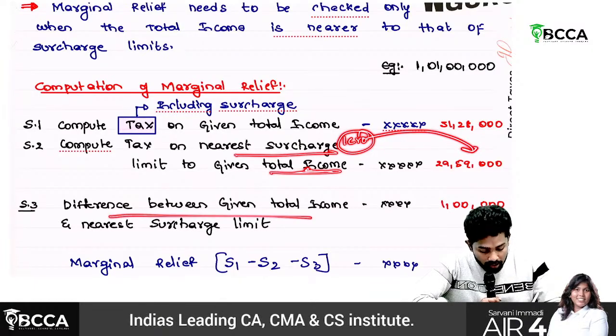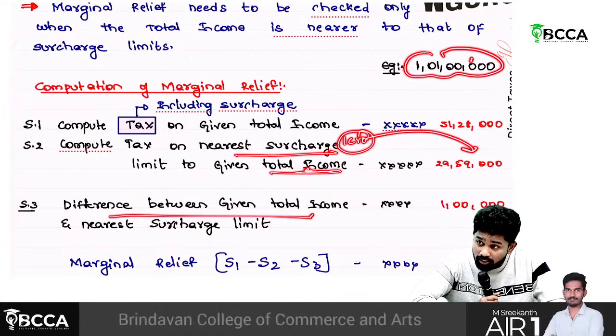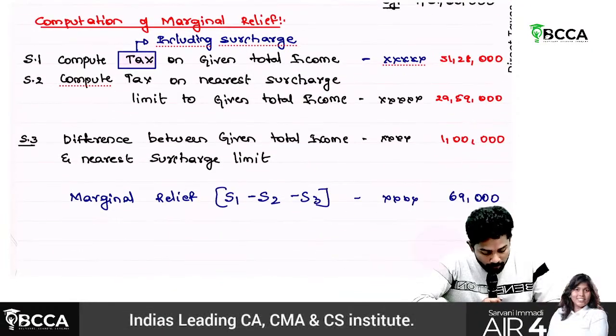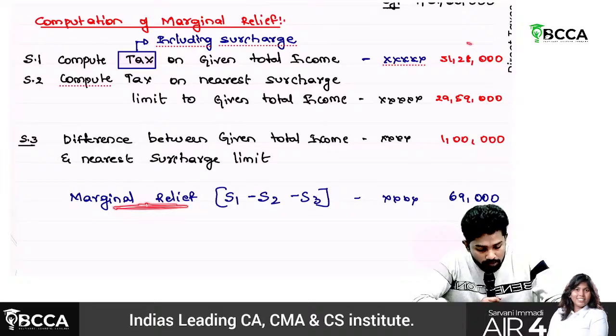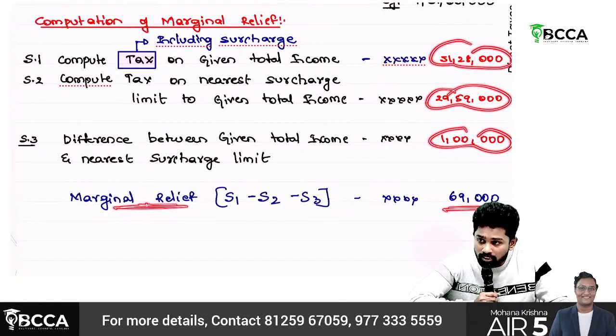Then in step 3, we found the difference between the given total income, 1 crore 1 lakh, and the nearest surcharge limit, 1 crore. The difference is 1 lakh. Then we find marginal relief: from step 1, you subtract step 2 and step 3. 69,000 is the marginal relief.